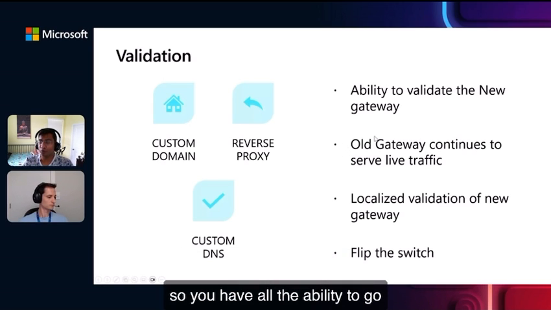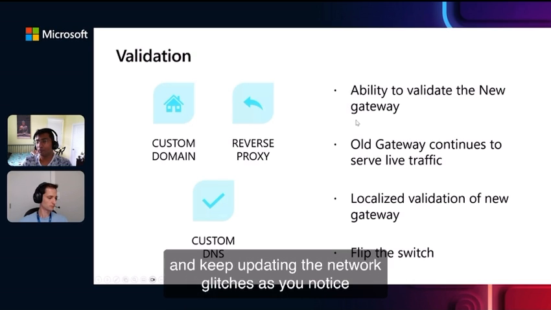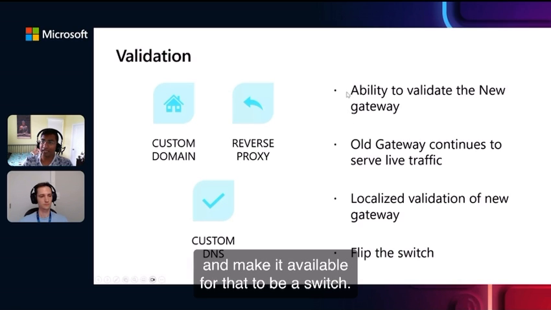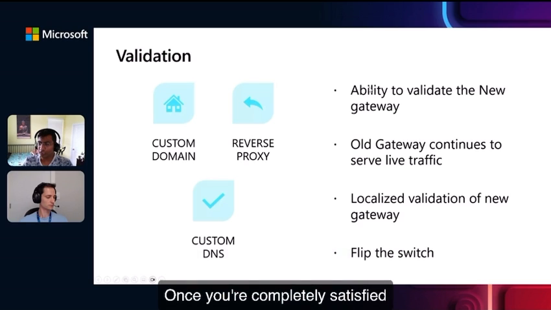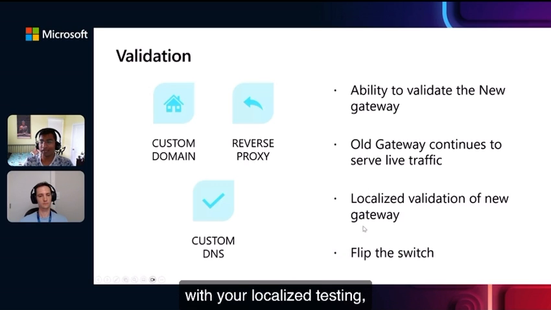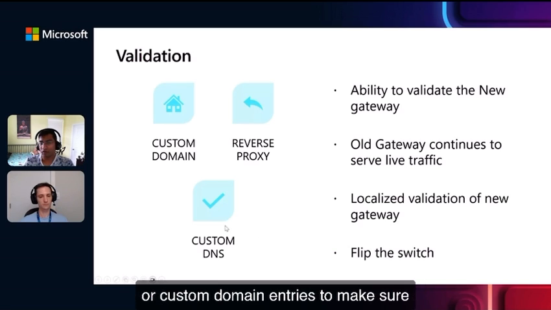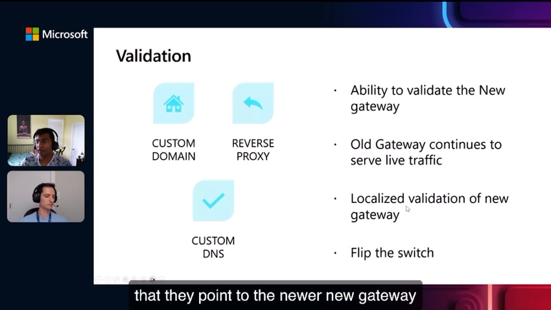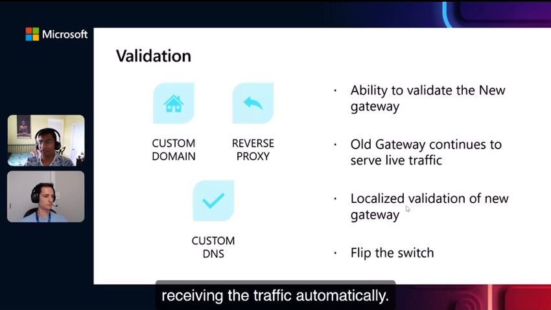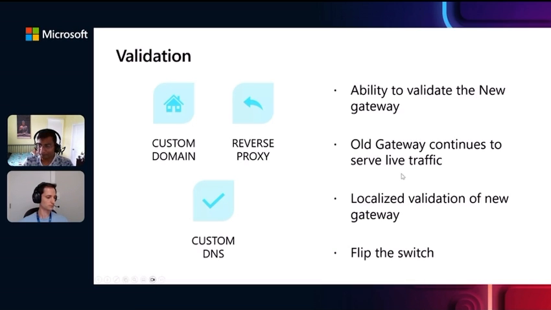So you have all the ability to go and validate the newer gateway and keep fixing the network glitches as you notice them, and make it available for the switch. Once you are completely satisfied with your localized testing, you just update your DNS, reverse proxies, or custom domain entries to point to the new gateway, and the new gateway starts receiving the traffic automatically.